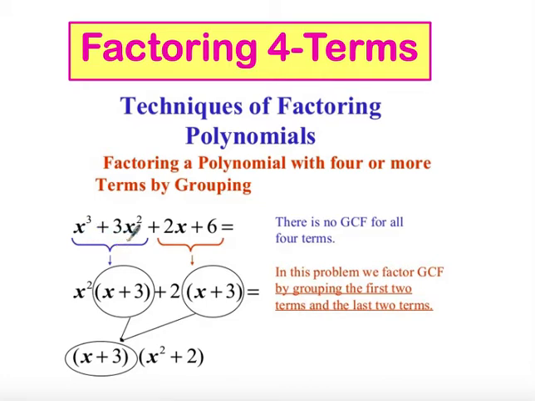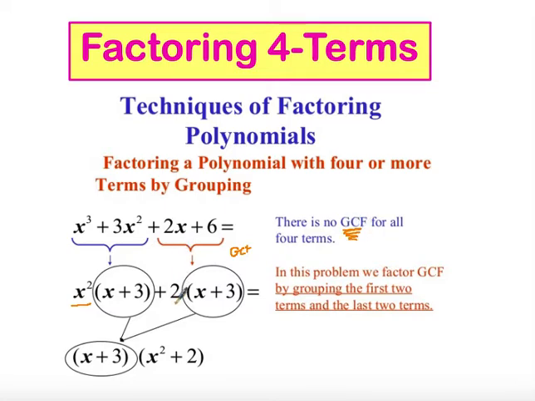So you can see x cubed plus 3x squared, they started by finding a GCF, just like we always do. They pulled that GCF of x squared outside, leaving a factor of x plus 3. Then they did the same over here. They pulled the GCF out. They're looking for that GCF.